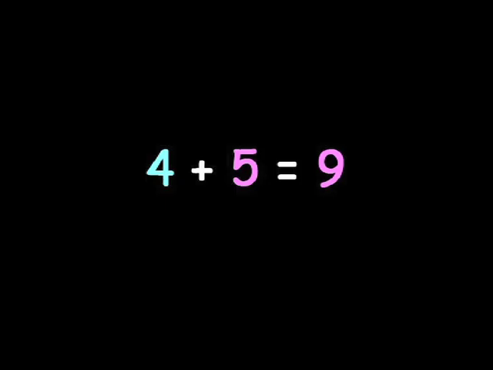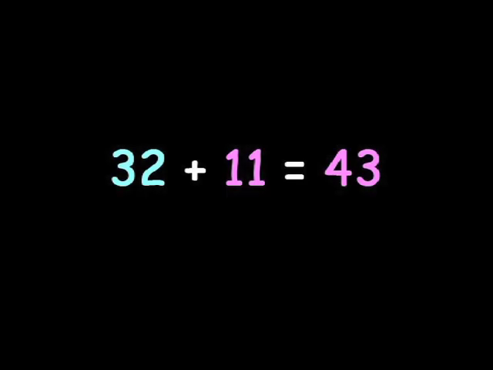If you add together an even number and an odd number, you always get an odd number. So 4, which is even, plus 5, which is odd, equals 9, which is odd. Or, with larger numbers, 32, which is even, plus 11, which is odd, equals 43, which is odd.